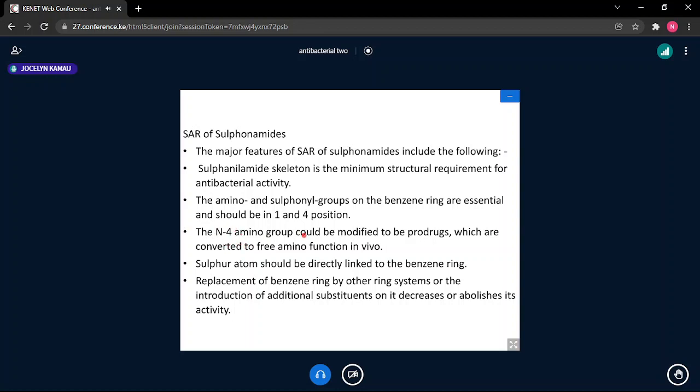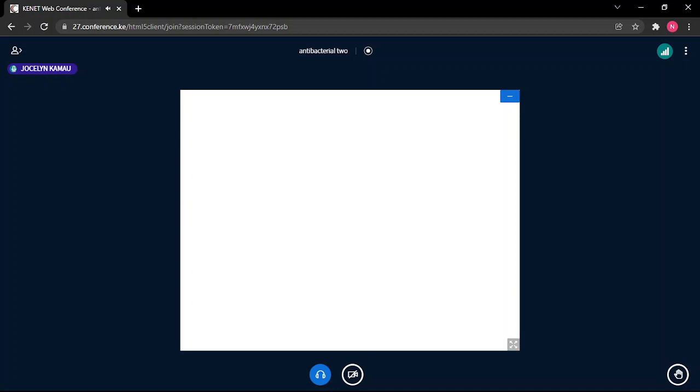The N4 amino group could be modified to be prodrugs, which are converted to free amino function in vivo. Nothing new. The sulfur atom should be directly linked to the benzene ring, and we have said that. Replacement of the benzene ring by other ring systems or introduction of additional substituents will decrease or abolish antibacterial activity. So the benzene ring is necessary for activity. Further substitution apart from the 2 substitutions again will reduce activity.